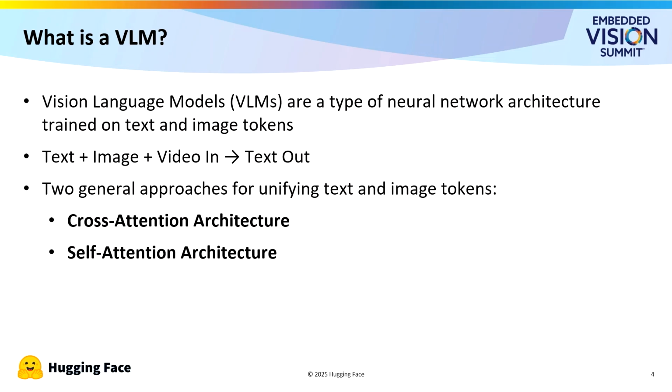So what is a VLM? Well, a VLM, or a vision language model, is a type of neural network architecture trained on text and image tokens. So you put in text, images, video, and you have text as output. And there are usually two different approaches for unifying these image and text tokens. We talk about cross-attention architectures and self-attention architectures, and I'll be talking about those two things in the next few slides.